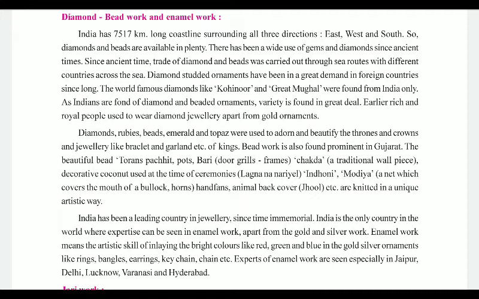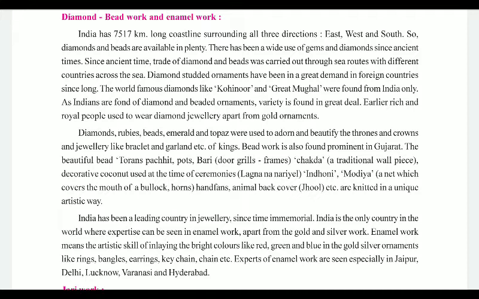Since ancient times, trade of diamonds and beads was carried out through the sea route with different countries across the sea. Diamond studded ornaments have been in great demand in foreign countries since long. The world famous diamonds like the Kohinoor and the Great Mughal were found in India only.